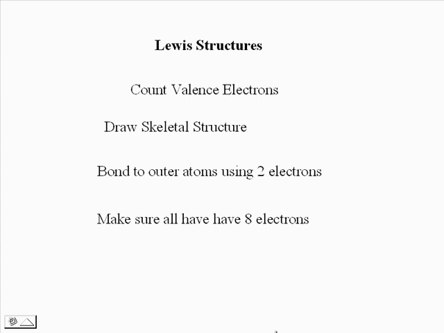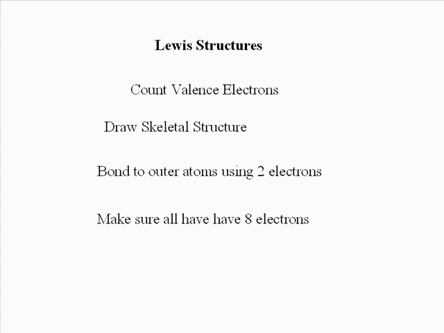Lewis structures. Lewis structures are a skeletal representation of what a compound will look like in a 3D format. That will be your next step in this process, to determine what its 3D shape is. So let's first focus on how to draw the skeletal structure.